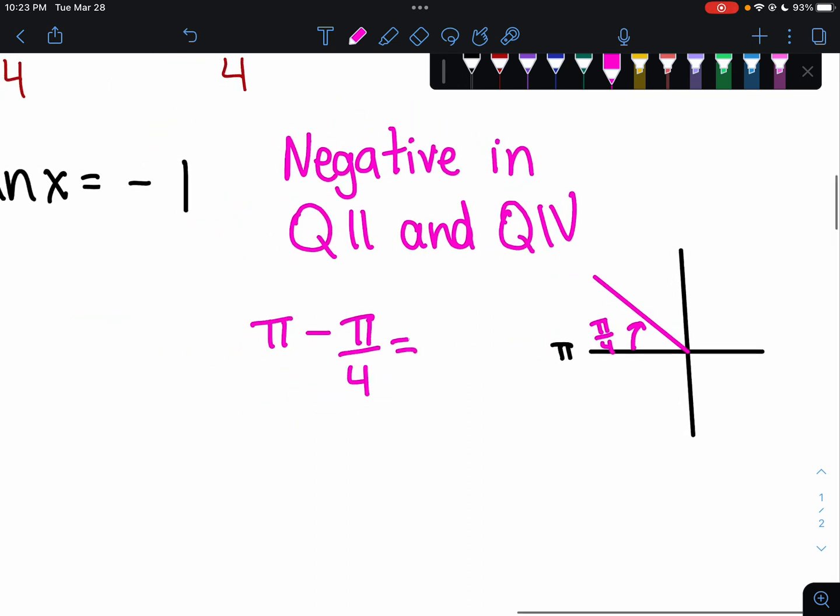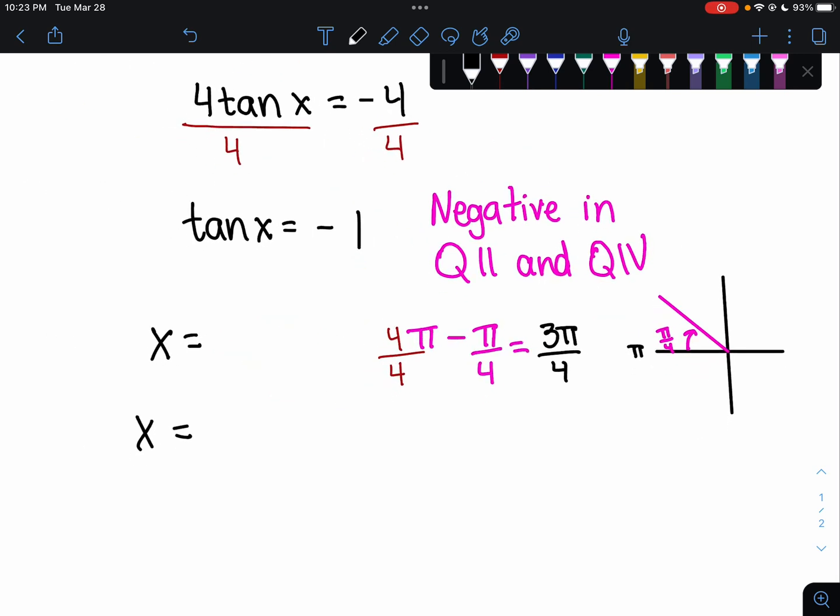Well, in order to subtract fractions, they need a common denominator. So to get a common denominator of 4, pi turns into 4 pi over 4, because 4 over 4 is 1. So when I subtract 4 pi over 4 minus pi over 4, I get 3 pi over 4. And so that is my first angle, 3 pi over 4.